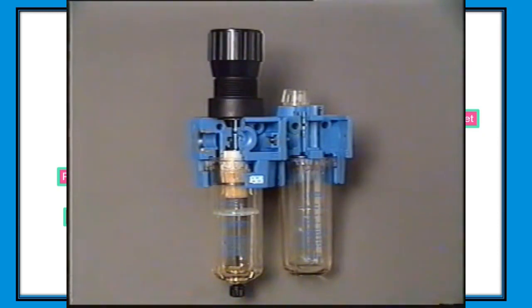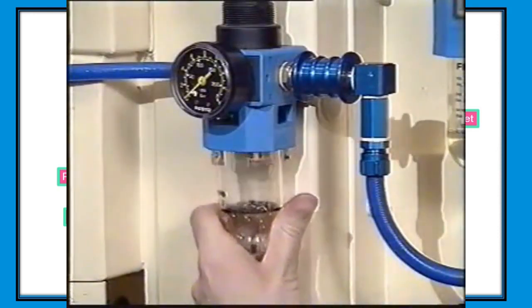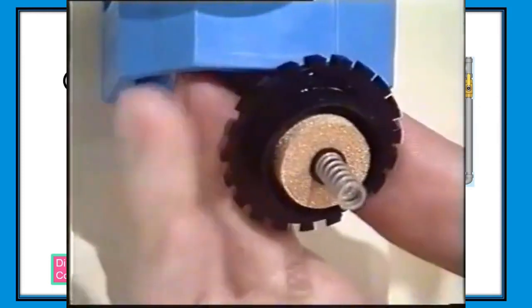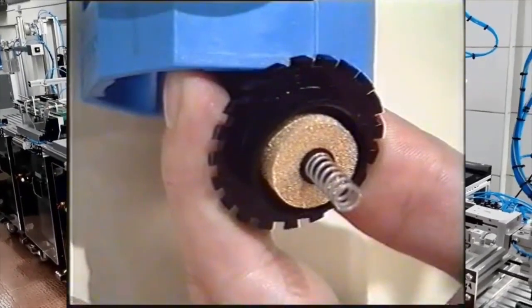To replace the air filter inside, just turn the housing counterclockwise. Usually you need to replace the filter every 6 months, or it depends on your planned preventive maintenance system. Water drain knob, usually auto drain. If not, you need to drain it regularly. Lubricator. The purpose of the lubricator is to lubricate the line, o-ring, seal, and other components.